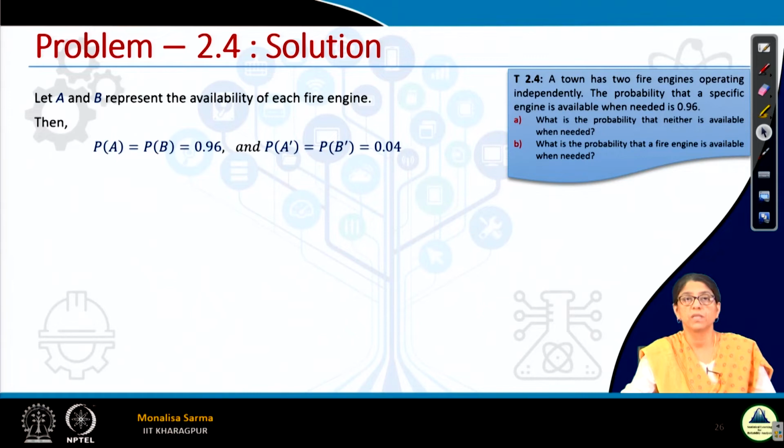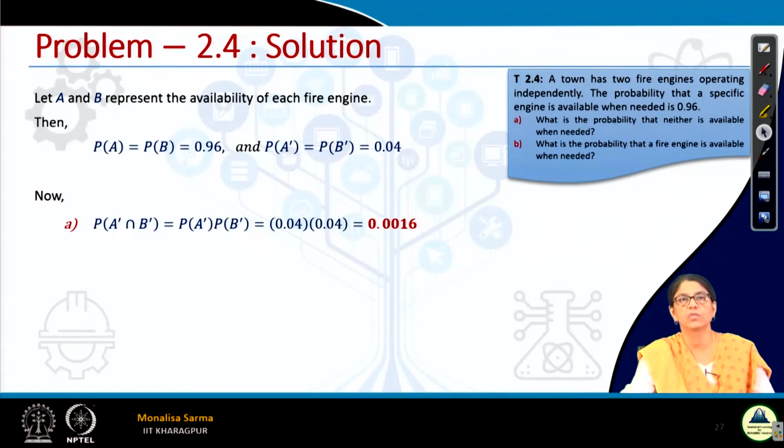So we have what is P of A, we have what is P of B, then from that we can find out A complement, B complement. It is just 1 minus P of A will give us P of A complement, similarly P of B complement. So once we got that, to find the probability of A complement intersection B complement, it's just the product of these 2 events.